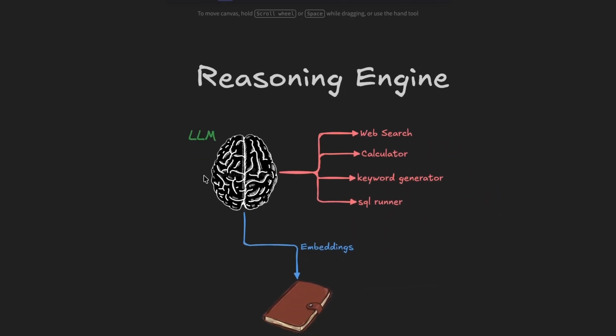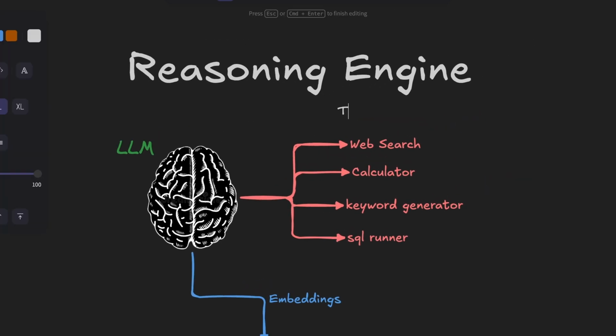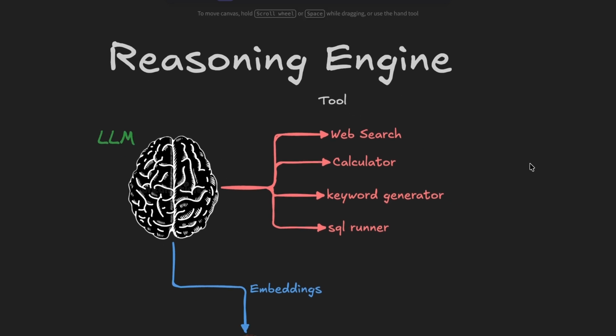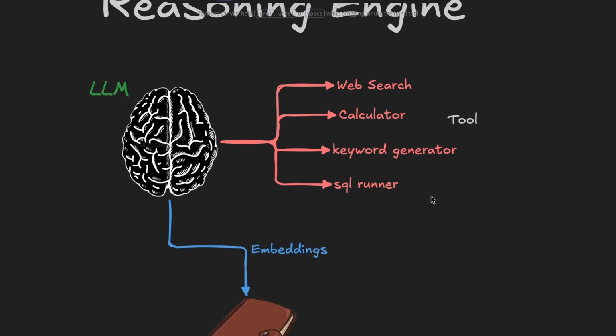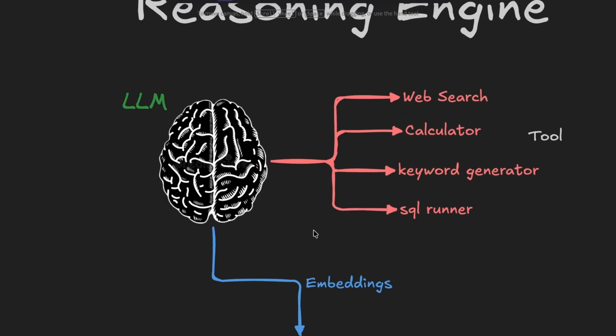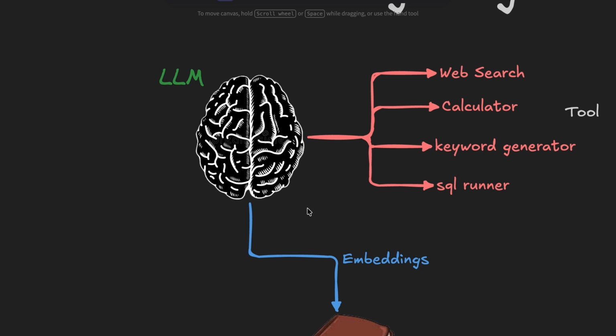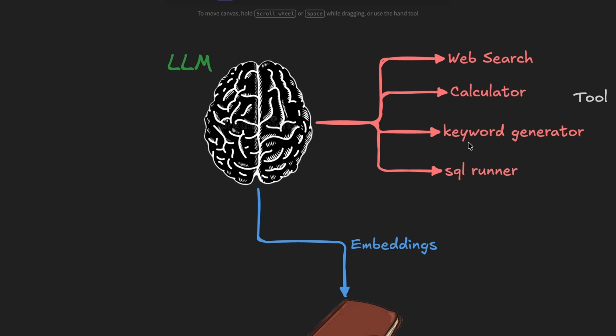So here the first is the reasoning engine. This is your actual LLM that you're talking about. This layer you can consider as the brain of your agent. Here in the reasoning layer, not only is your LLM present, but LLMs interact with various kinds of tools, like web search tools or calculators or keyword generators or SQL runners, you name it. There are n number of tools that you can design for your LLMs to interact with. The way you connect is via functions. LLMs use these functions in order to execute certain parts of the reasoning logic.